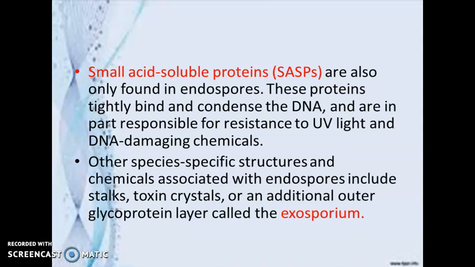Other specific structures and chemicals associated with endospores include stalks, toxin crystals and also an additional outer glycoprotein layer which is known as the exosporium. These structures also provide resistant properties to the endospores.